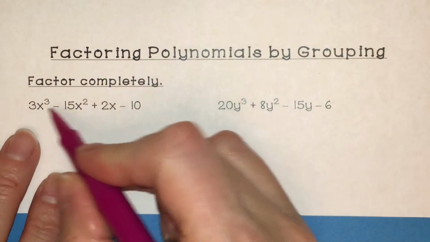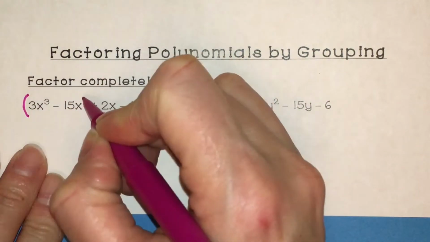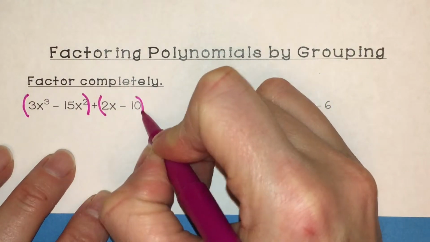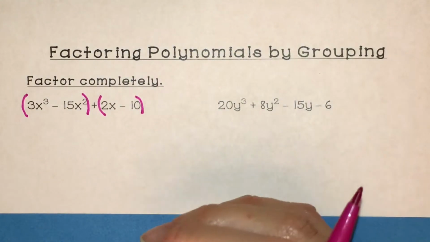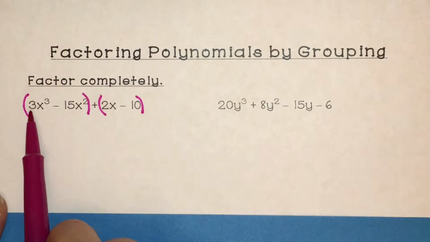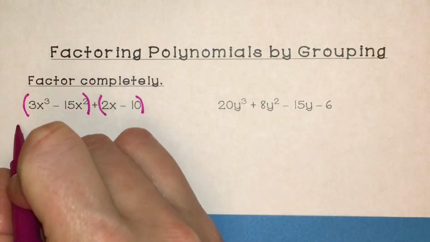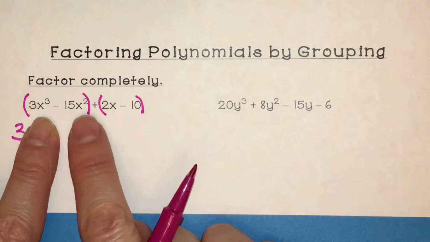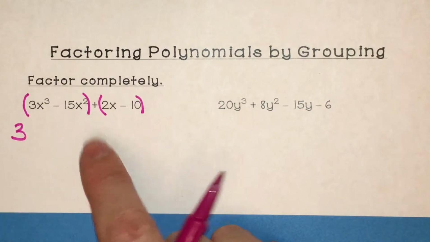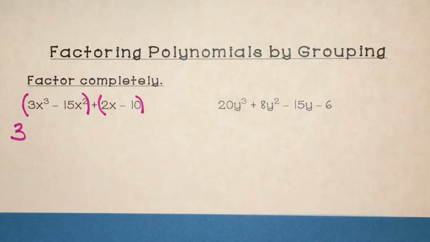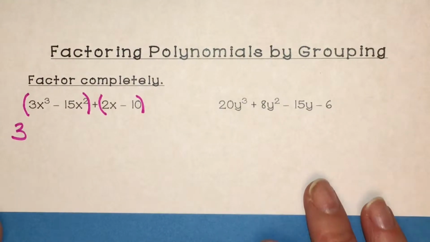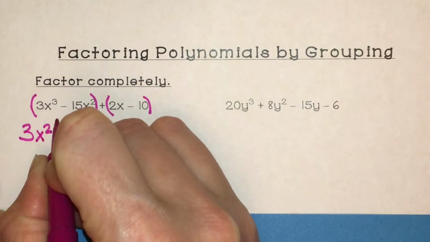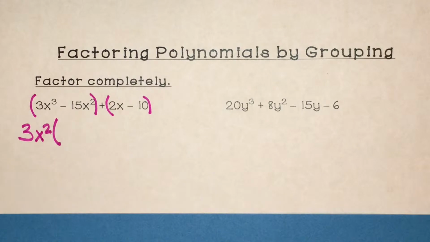So if we look at these first two terms and we group them together, and then the last two terms and group them together, I can see right away that there's things that I can factor out. In this first group, we can divide both 3 and 15 by 3, so I can factor that out. And we also have an x cubed and an x squared. So I can factor out x squared because that's the largest value that they have in common with each other. So I have 3x squared, and I'm going to see what I have left over.